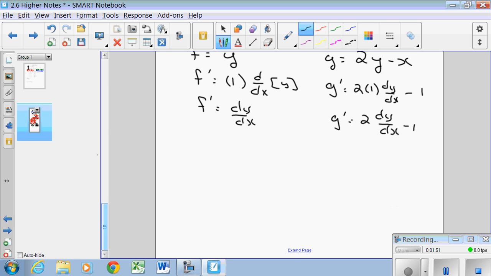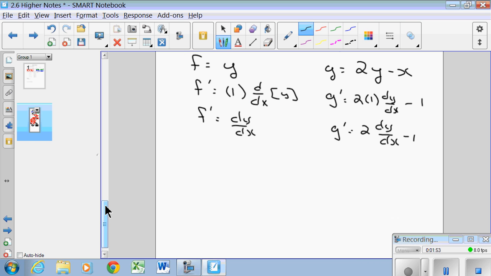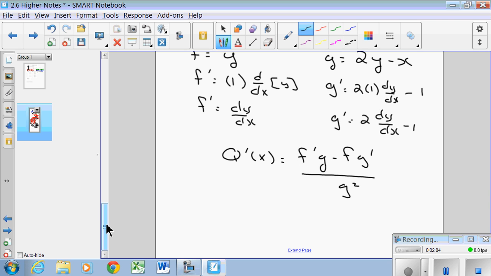Next thing we want to do is again write down what the quotient rule is, and it's f prime g minus f g prime all over g squared. Now we're just going to substitute and simplify.